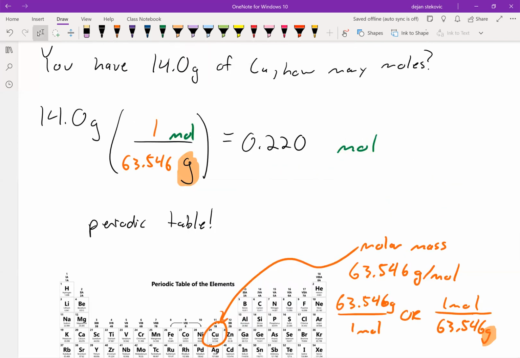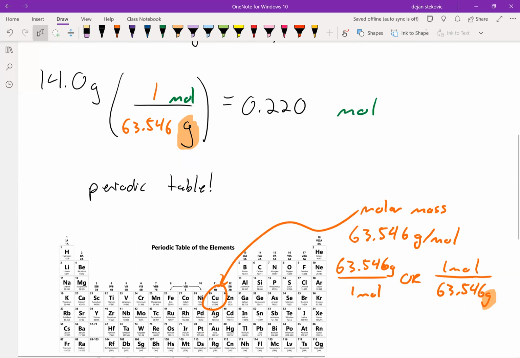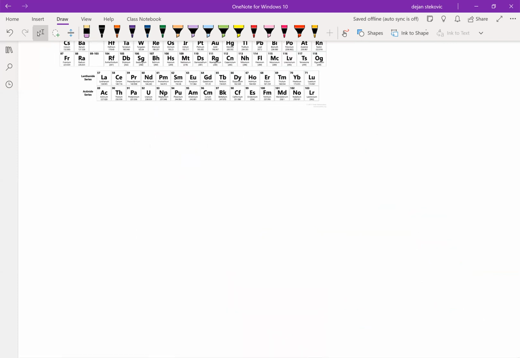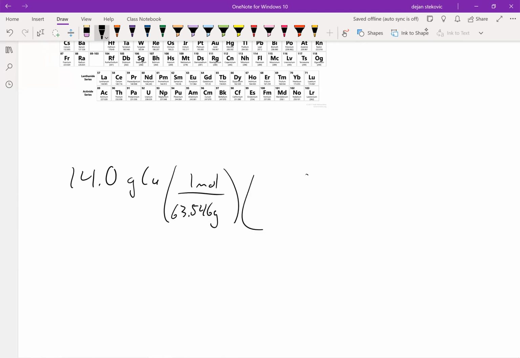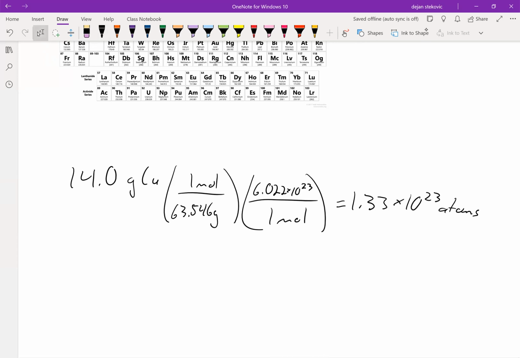And so when you have a mass of atoms or a mass of molecules, you know exactly how many moles you have. And thus, since you know exactly how many moles, you know exactly how many of those individual pieces you have. We could go all the way to molecules if we wanted, right? 1 mole, 63.546 grams. And then if we wanted to go to atoms, we could, right? 1 mole is equal to 6.022 times 10 to the 23 atoms. And then you'd get 1.33 times 10 to the 23rd atoms of copper. But generally, again, we stop at moles.